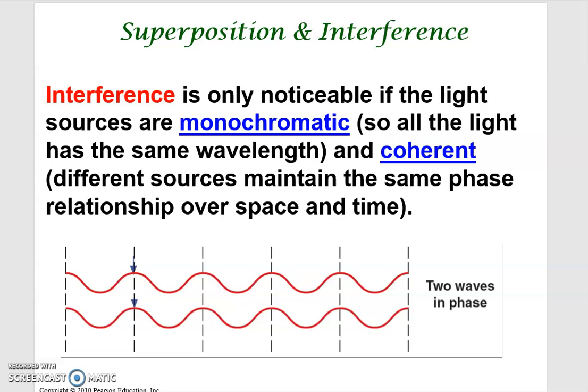So today, let me try to define two words we are going to use frequently in the following lectures. So the interference is only noticeable if the light sources, for example, now we have two, are monochromatic. So what do we mean by monochromatic? It means that the two light sources have the same wavelength. They all produce the same wavelength.